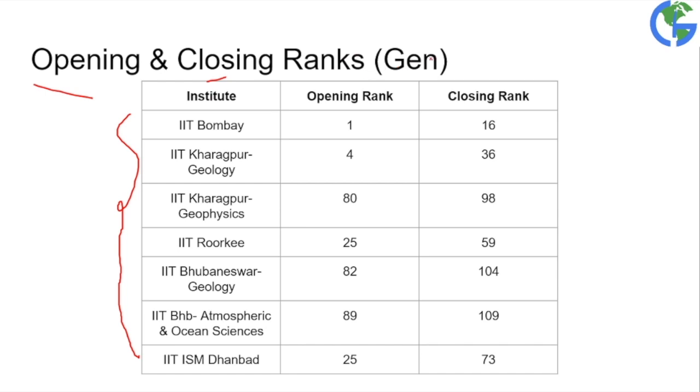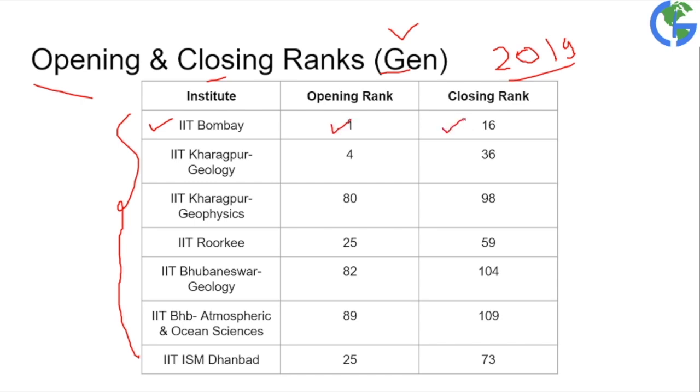So I have gathered this information from the year 2019, because the trend is more or less the same every year, so you need not worry. You just follow these and get an idea. Also, I have taken these ranks for the general unreserved category, so you can accordingly approximate the ranks for reserved categories, right? So let's talk about the first, IIT Bombay, which is offering one program in applied geology. The opening rank is 1 and closing is 16.